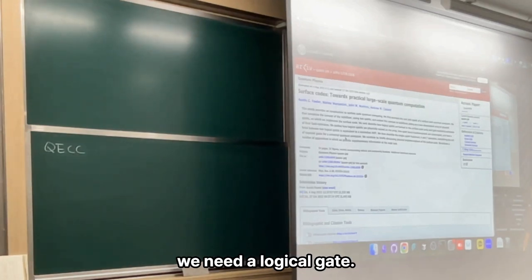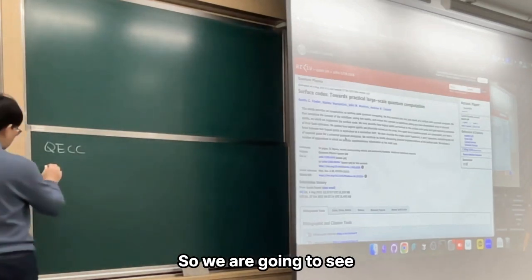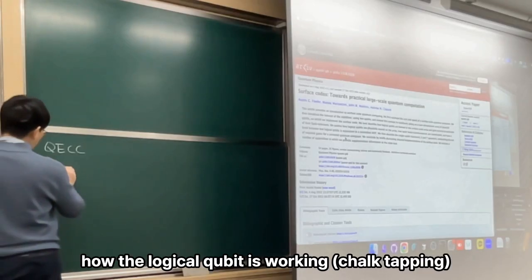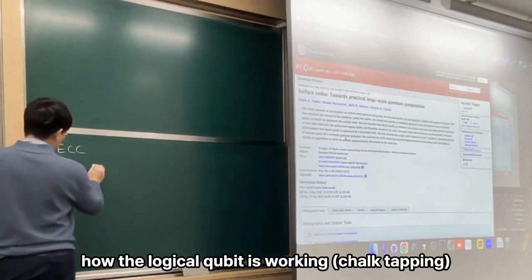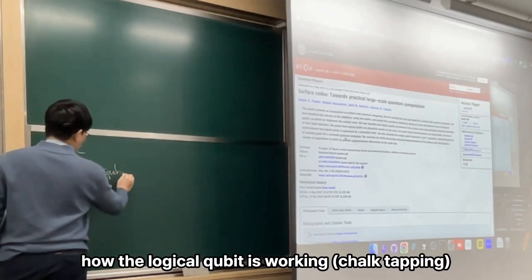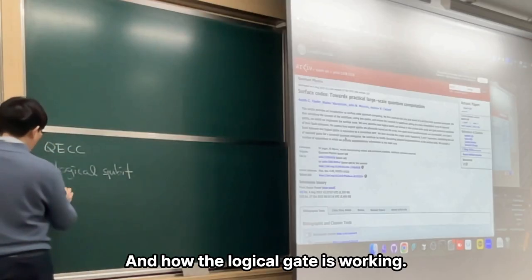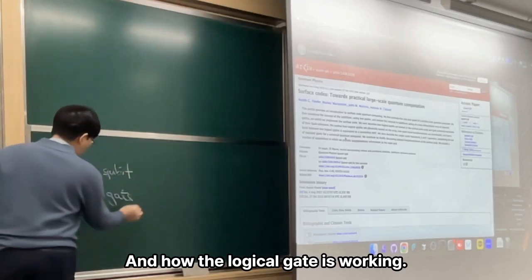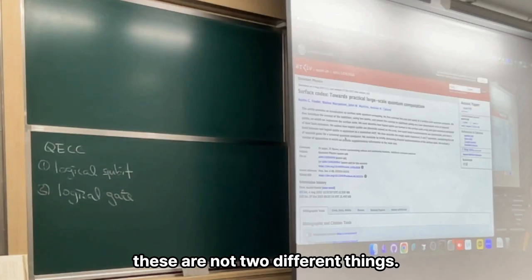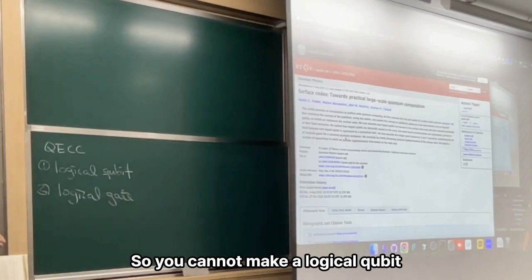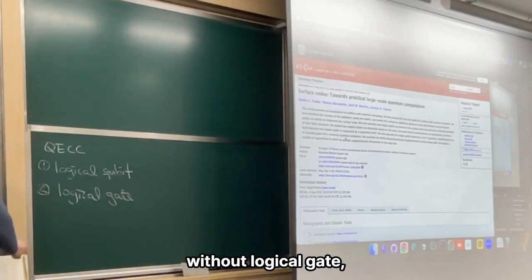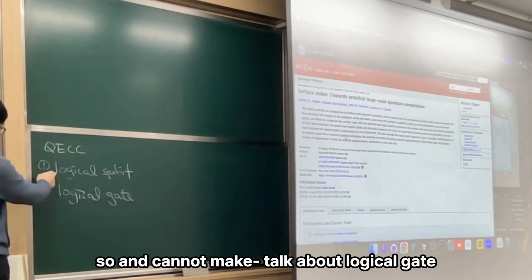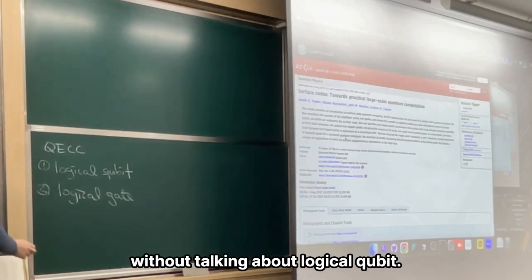Therefore we need a logical gate. We're going to see how the logical qubit works in the surface code and how the logical gate works. But in fact, these are not two different things. You cannot make a logical qubit without a logical gate, and you cannot talk about a logical gate without talking about a logical qubit.